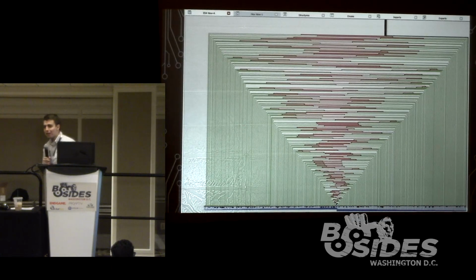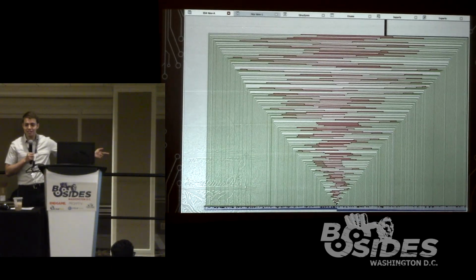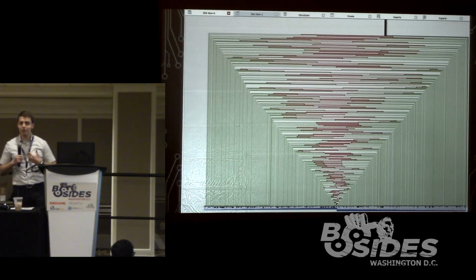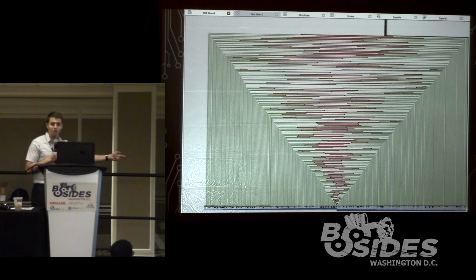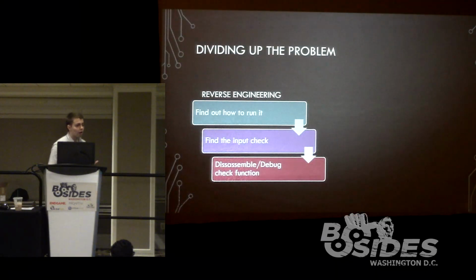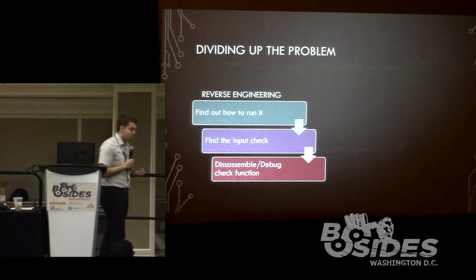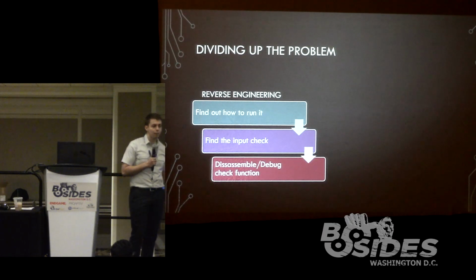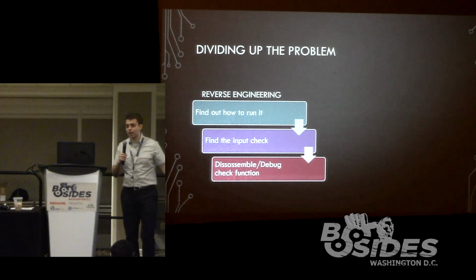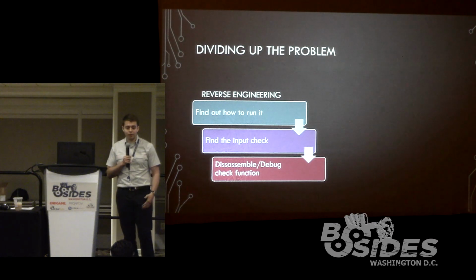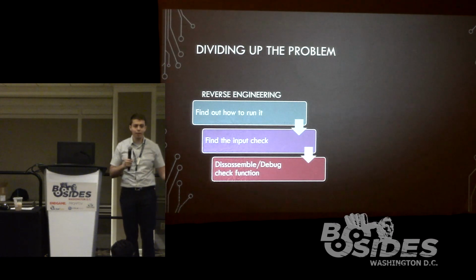So we need a way to try and solve problems like this so that we can get all of the points. I want to come in first. I don't want to just ignore this one and say this one's too hard. So we need to divide up the problem. We need to understand what's going on in these CTF problems. And generally, they're kind of broken up into three parts. You got to figure out how to run it. You got to figure out what the check is. And then you got to figure out how to break the check or how to make it work for you.